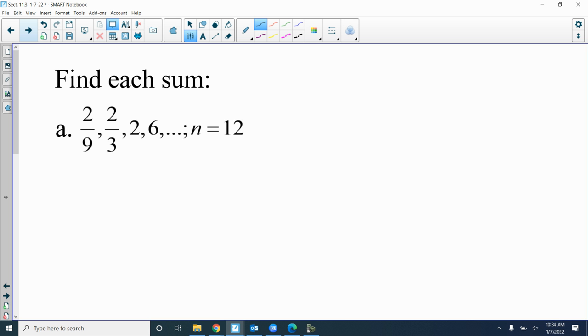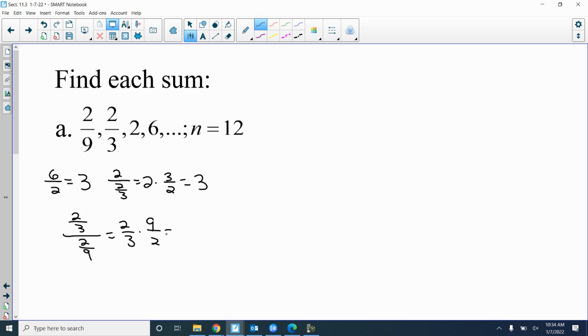Matt? R is 3, and you figure it out by taking one term and dividing it by the previous. So, like 6 divided by 2 is 3, and then 2 divided by 3 is 2/3. You would do 2 divided by 2/3, which is 2 times 3 over 2, which will be 3. And then we would take 2/3 divided by 2/9, which is 2/3 times keep, change, flip. And then that will become 3 as well. So you've got to verify. So we get 3.